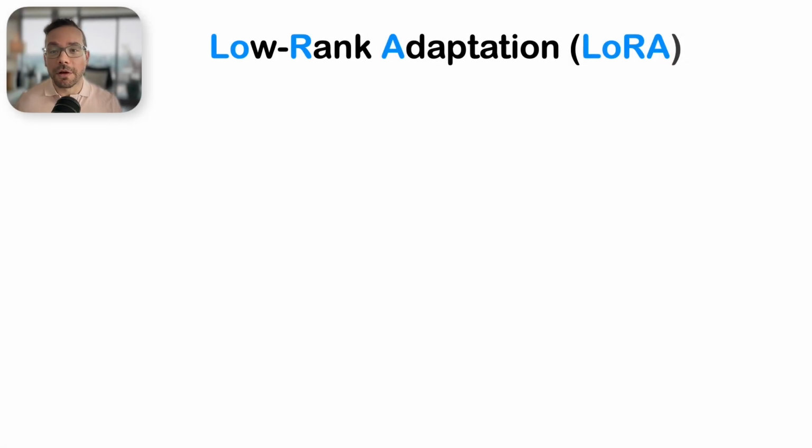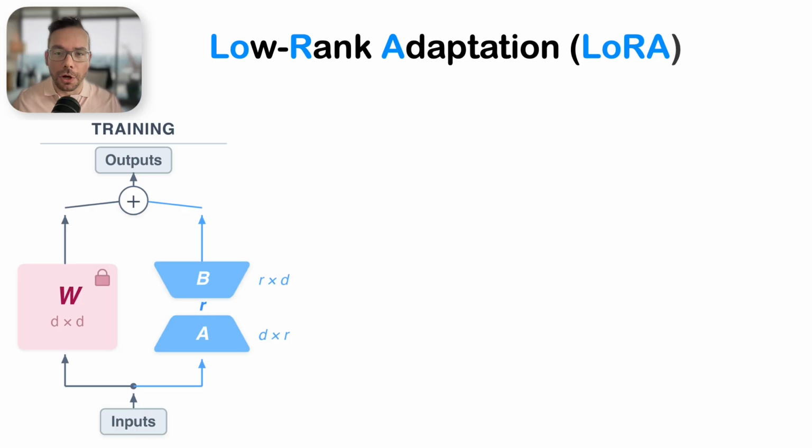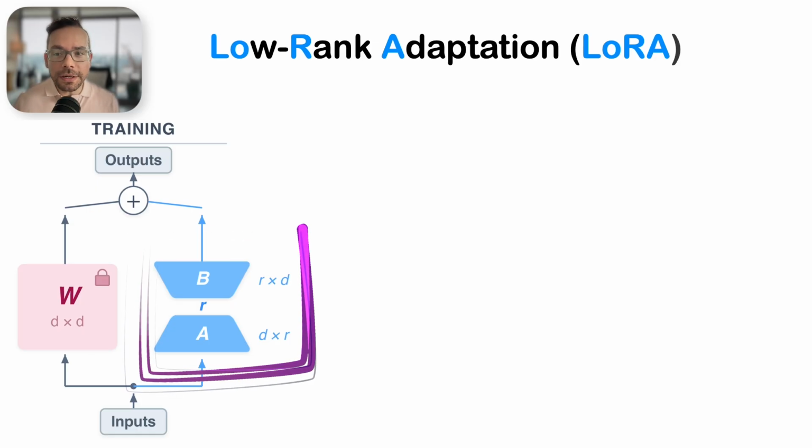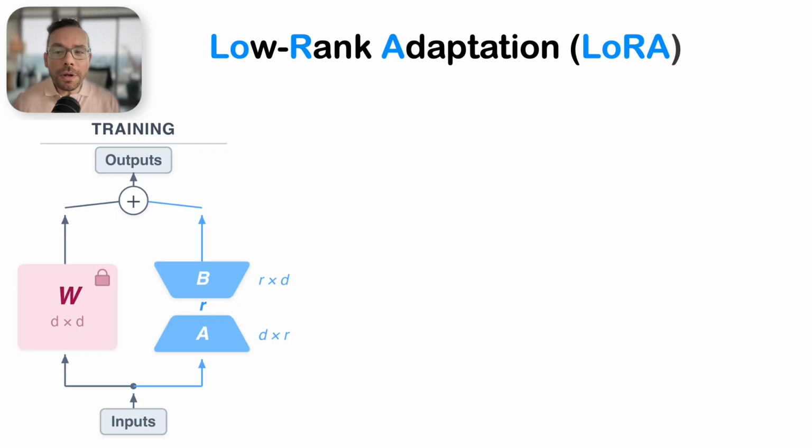LoRA stands for low-rank adaptation, and it's exactly the out-of-the-box solution we needed. And it changes the question completely. Instead of asking which layers do we fine-tune or train, LoRA says don't touch the original weights at all. Here's the idea. We freeze the big weight matrix W entirely. That pink block never changes. Then alongside it, we add two tiny matrices, A and B. During fine-tuning, only those two little adapters actually learn.